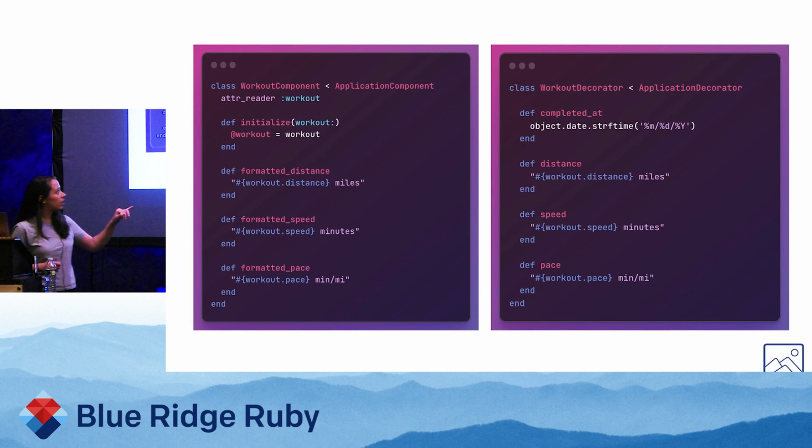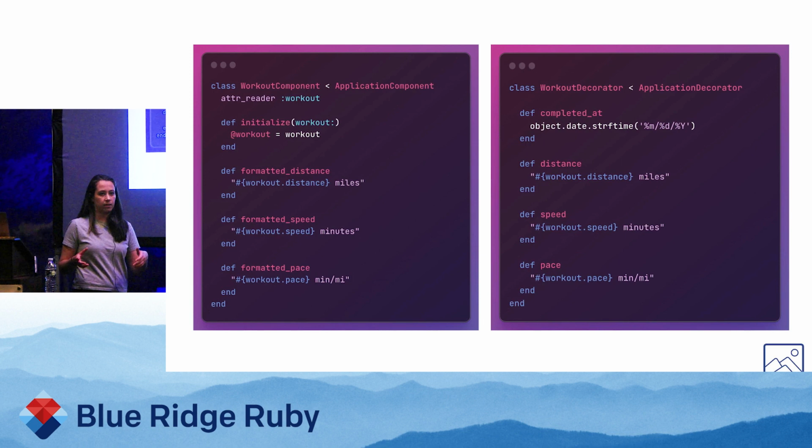One nice thing about Draper is that it really resonated with me in the way that it's basically just creating a new object that is the decorated form of the object that you pass it. And you really then have two objects available to you. So perhaps I've got my database version of my workout object, it's got that raw distance, that raw speed. If I decorate it, I now have another object that has these more string-based versions of those attributes.